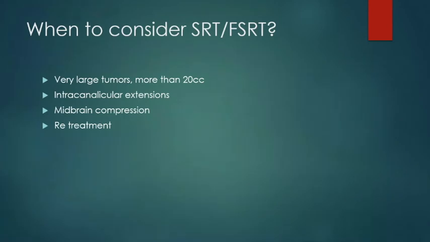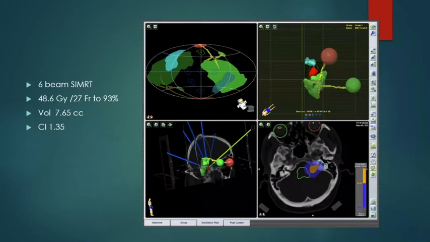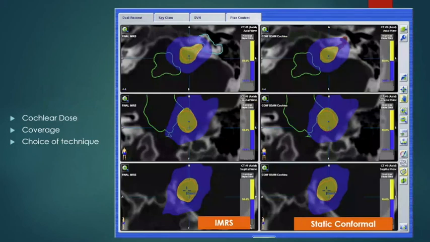Okay. So the question is, where do you consider FSRT or SRT? Very, very large tumors where you have more than 20 cc, where you have intracanalicular extensions, when you have brainstem compression, or if it's a retreatment. I have only 2 radiological images. This is a 75-year-old male with moderate hearing, with severe ataxia, and a history of SRS 6 years back. The tumor is small, but we did 2 plans, with IMRT and static conformal. It showed that you can have a better outcome of coverage versus the cochlear dose with IMRT, and such a dose was chosen.